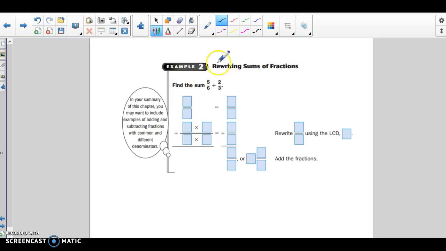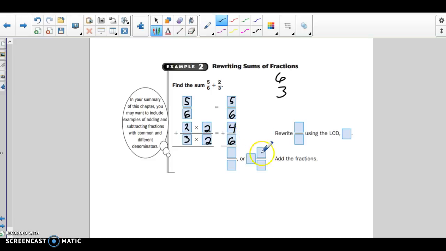Let's try another one. What if I had you rewrite 5/6 and 2/3? What are the 2 denominators? 6 and 3. What multiple do they have in common? 6. Do we need to rewrite this one? No. So I'm going to rewrite it as 5/6. It's the same thing. And the other fraction is 2/3. We need to find a common denominator. 6. What do we do to 3 to get 6? Times 2. What you do to the bottom, you must do to the top. 2 times 2 is 4.